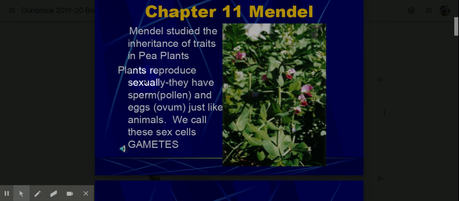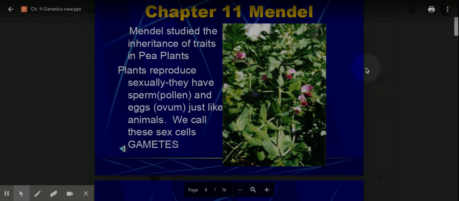A seed is a baby that has been produced by not sperm and egg, but pollen and egg, which is the equivalent to sperm in plants. So plants absolutely reproduce sexually. Can you grow a plant asexually?